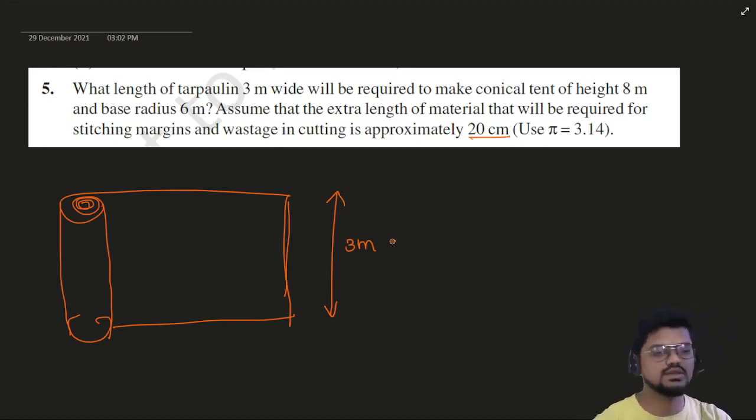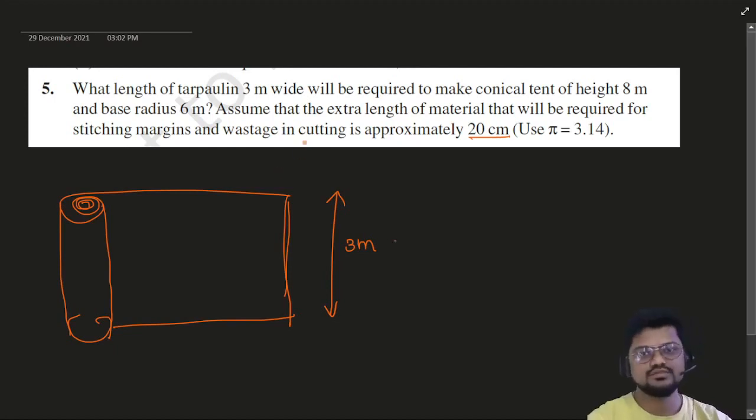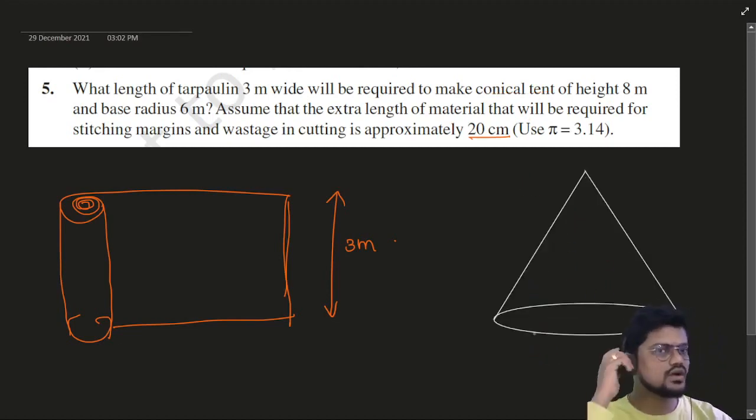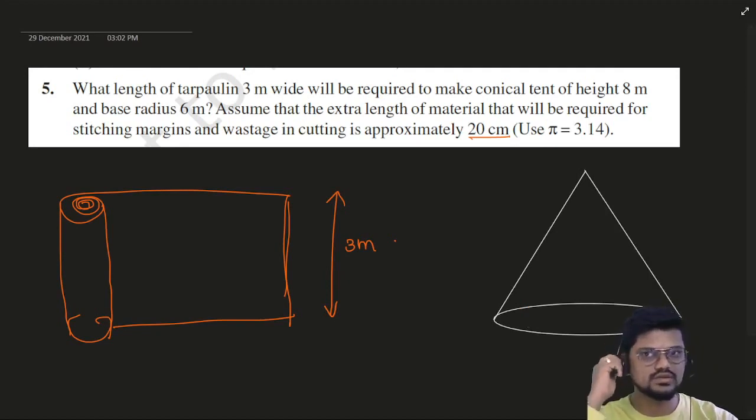Tarpaulin is nothing but the plastic sheet we use to cover things, the blue sheet you must have seen somewhere. That sheet comes in 3 meter wide or 4 meter. Over here they have given 3 meter wide only, which will be required to make a conical tent of height 8 meter. The height is 8 meter.